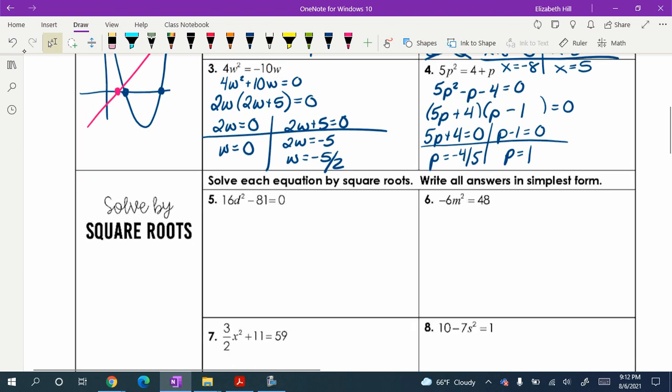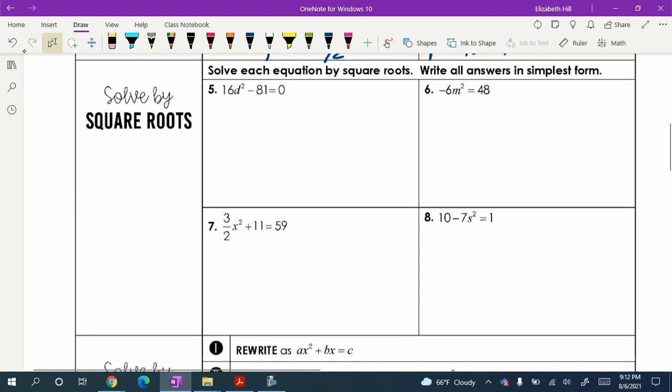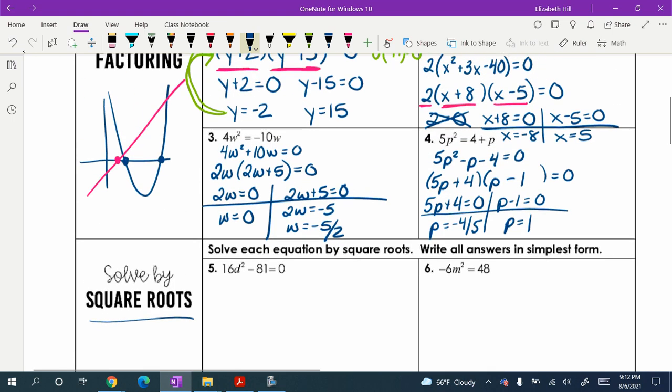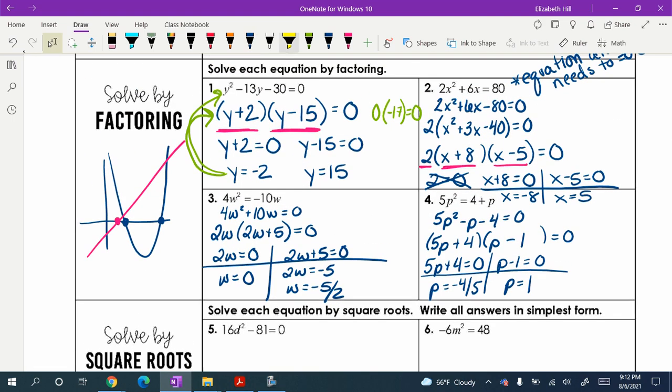Now, what about in situations where you don't have to factor? You can use square roots and use the square root property. There's something in common with all of the problems up above, and that is you have a variable squared and a variable to the first power: y squared and y, x squared and x, w squared and w, p squared and p. So we have to use factoring or some other method because we cannot combine those like terms.